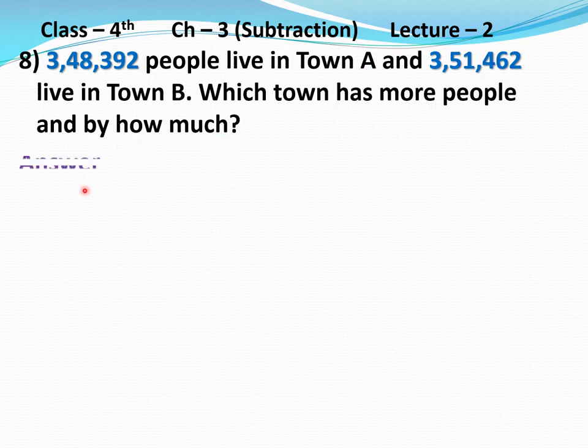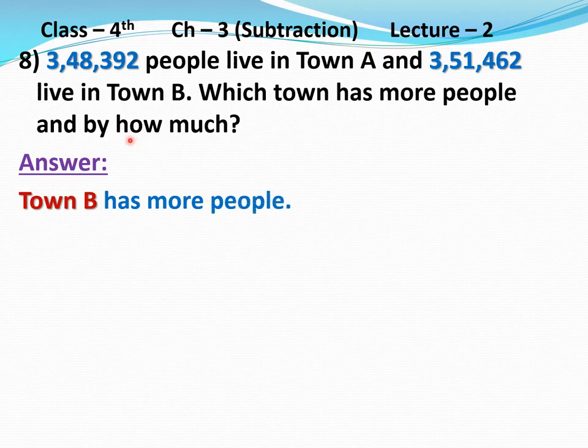Okay. See. Compare 3,51,462 live in town B and 3,48,392 people live in town A. See, which one is greater? 3,51,462. So, town B has more people. And then we have to find by how much. It means we will do subtraction.